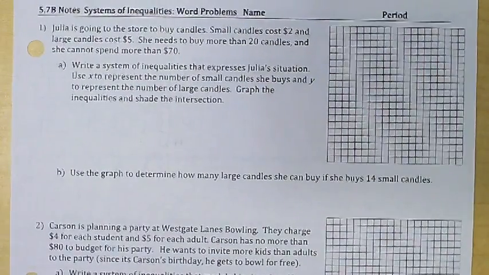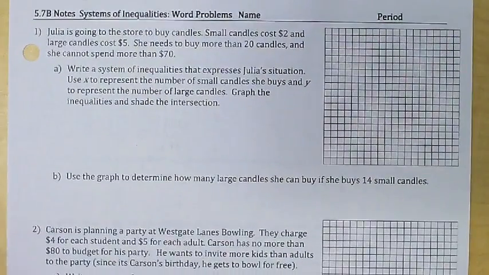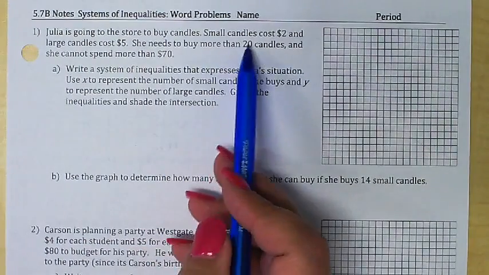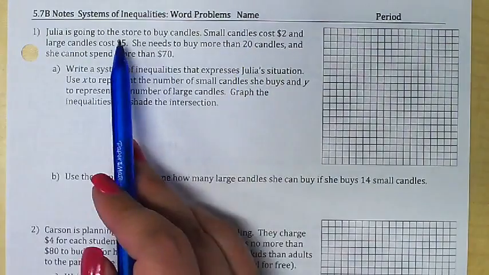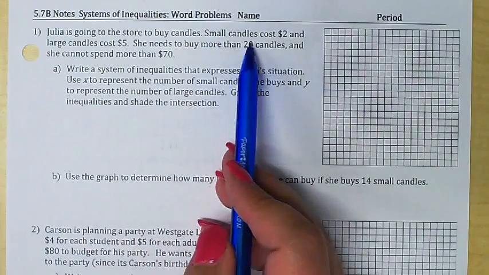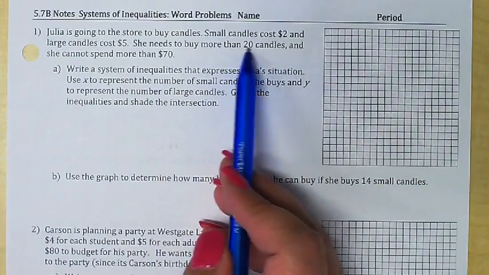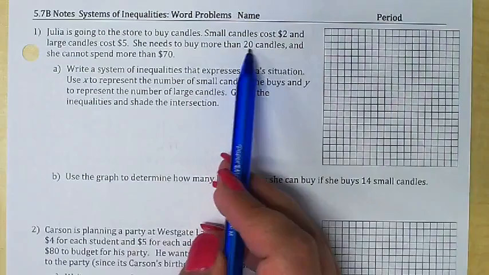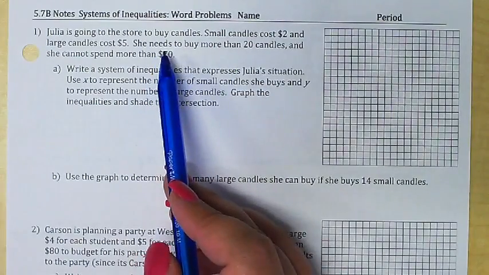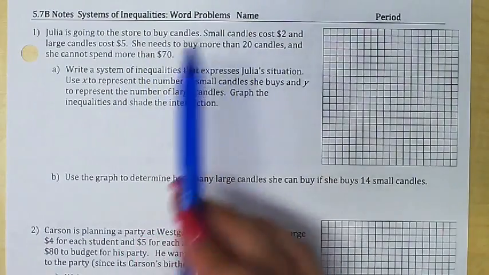It says here, Julia is going to the store to buy candles. Small candles are $2, large candles are $5. She needs to buy more than 20 candles, but she cannot spend more than 70. Okay, so we've got some information about just quantity. We're going to buy some small, some large, so that can be our X and our Y. But we need to buy more than 20, so that's one total, and we should be able to set up one inequality based on just number of candles. And then the other inequality or limitation is about how much money we can spend. So that's where that $5 and $2 are going to come in.